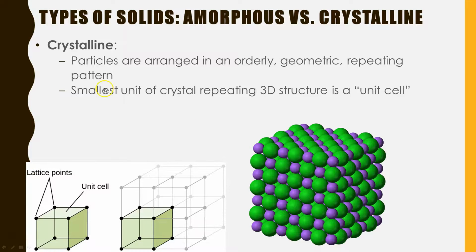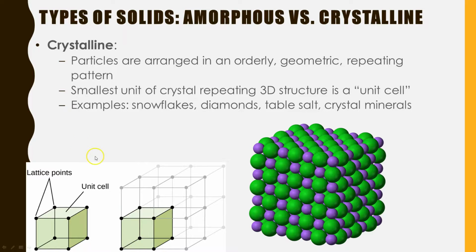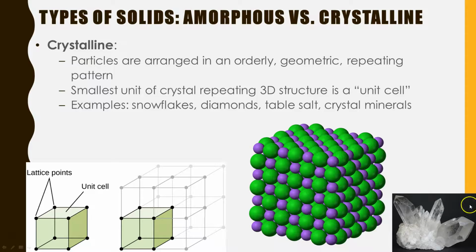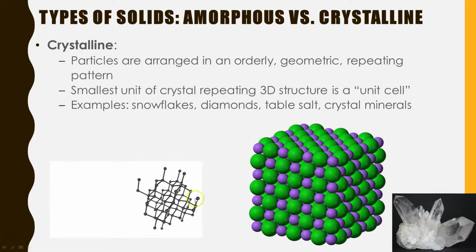The smallest unit of a crystal in a repeating 3D structure is called a unit cell. So a unit cell here would consist of the sodium and chlorine, if you almost imagine those as a small cube there. Here's a larger crystal, and the unit cell is the smallest individual particle of it. Examples of crystalline solids: snowflakes, diamond, table salt. If you ever think of any crystalline materials, they take on that geometric shape because at the molecular level, they have pure geometric shape. This is actually diamond, and you can see a very clear, very consistent pattern through there. That is a crystalline structure.